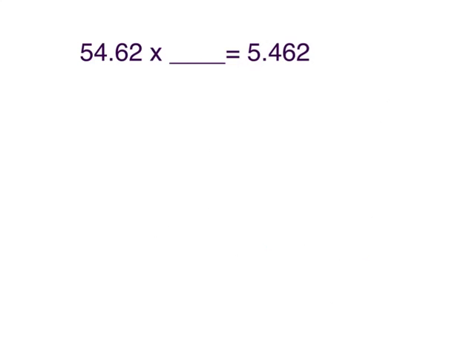In the next example, I'm doing 54.62 times something equals 5.462. I have to figure out what goes here in this blank. I know that to go from 54.62 and getting 5.462, is my number getting bigger or is my number getting smaller? It's getting smaller because 5 is less than 54. So my number is getting smaller.